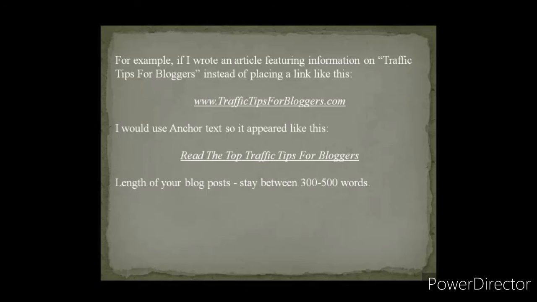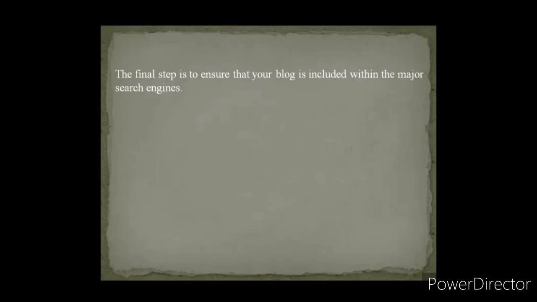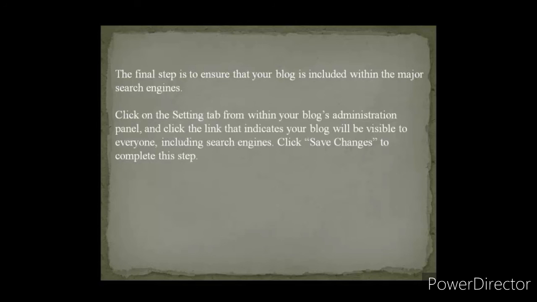The final step is to ensure that your blog is included within the major search engines. In order to do this, click on the Settings tab from within your blog's administration panel and click the link that indicates your blog will be visible to everyone, including search engines. Click Save Changes to complete this step. Now that your blog is fully optimized, it's time to add in cache magnets so that once your website launches, you can begin to generate income immediately.